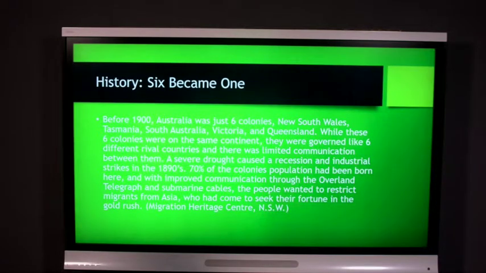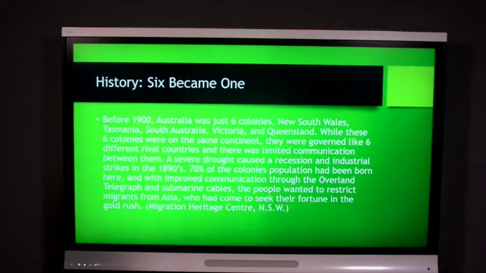Before 1900, Australia was just 6 colonies: New South Wales, Tasmania, South Australia, Victoria and Queensland. While these 6 colonies were on the same continent, they were governed like 6 different rival countries, and there was limited communication between them. A severe drought caused a recession and industrial strikes in the 1890s.